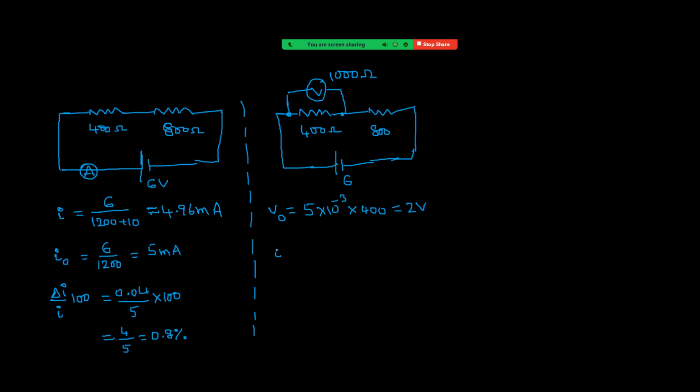First of all, we have to calculate the current. Current is equal to 6 upon, you can see 400 and 1000 are both in parallel, and this is now in series. So we can write 800 plus R1 R2 by R1 plus R2, multiplying these two by the sum. See how much we get. It is 2000 by 7, right? So the current is 6 into 7 upon 7 into 8 is 56, 56 plus 2, 58, upon 100.